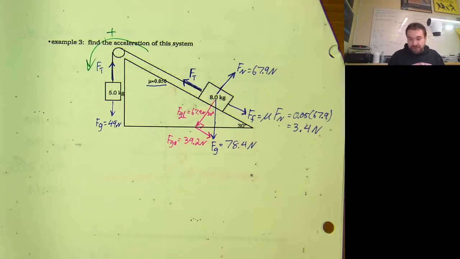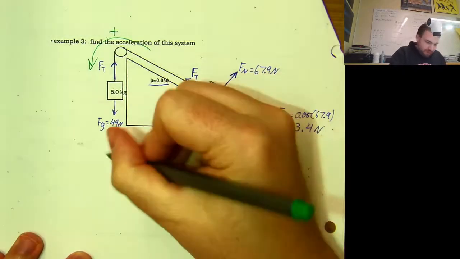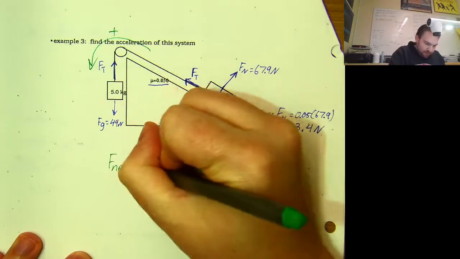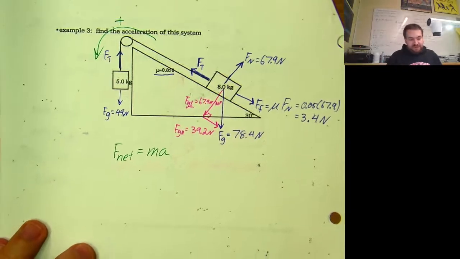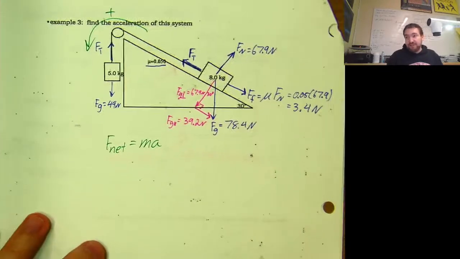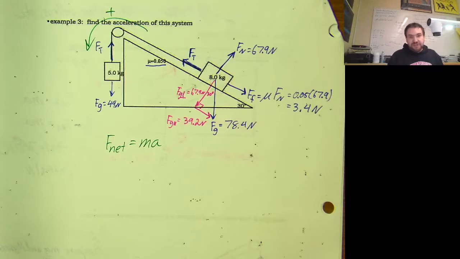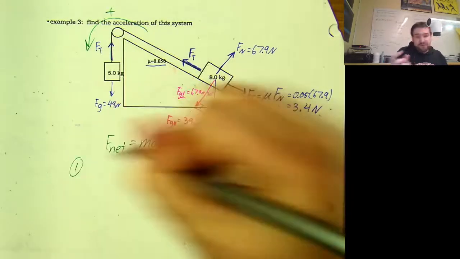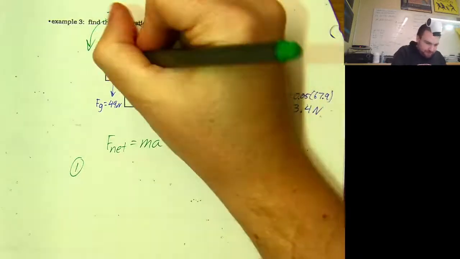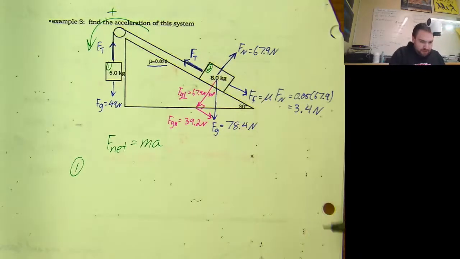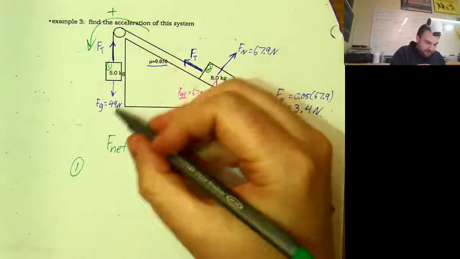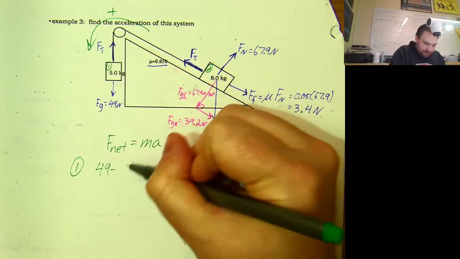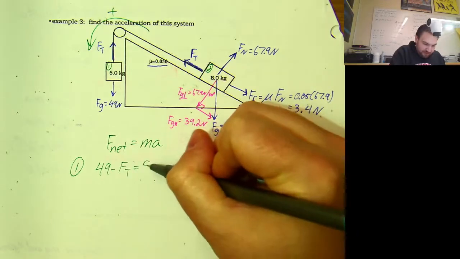So now we can go through and we can start our F net equals ma. We've got a pulley and two blocks. So we're going to have to bring together what we did in the review of what you did last year. Two equations for both blocks, add them together, and we're done. Well, it's basically almost done. So I'm going to call this block 1, I'll call this block 2. This guy here, up and over and down is positive, so I'm going to have 49 minus Ft equals 5a.